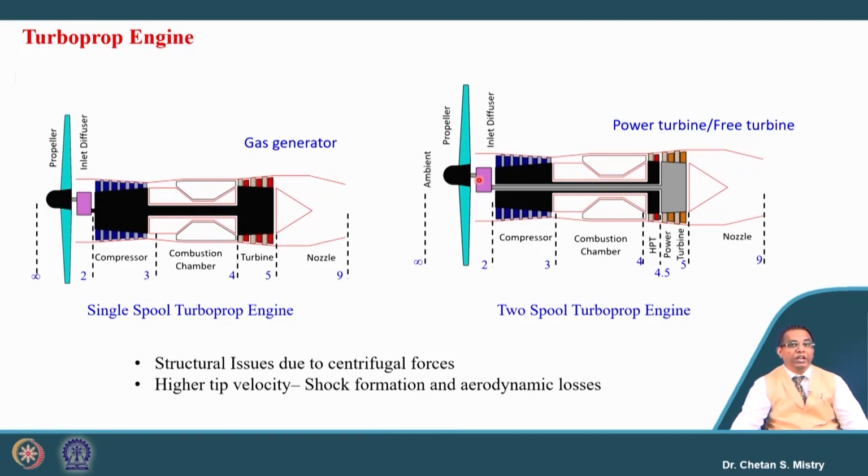And we have seen here that our propeller rotates at a lower speed. There is a special reason we have discussed, which is a concern of structural issues because of centrifugal forces. If my rotational speed is higher, we will have a higher tip speed, and with constant diameter, shock will form near the tip region, and that will lead to increased aerodynamic losses. So, this is all about the turboprop engine.